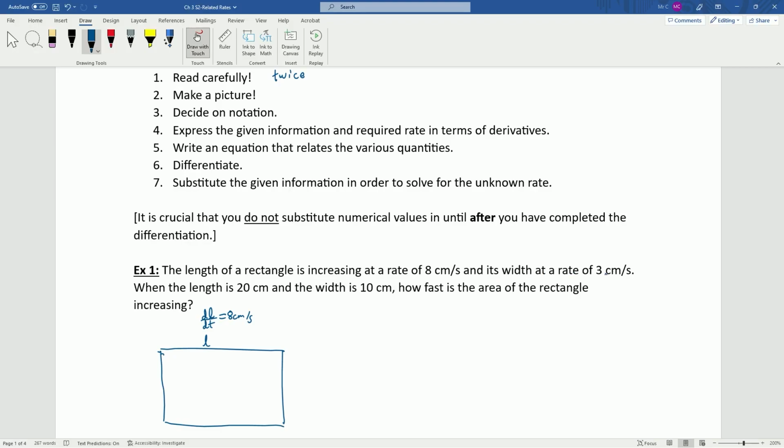Its width is increasing at a rate of 3 centimeters per second. Well, let's call the width W. And then dW/dt would be 3 centimeters per second. So the length at the particular time is 20 centimeters, and the width is 10 centimeters. So we'd say that this is 20 centimeters at the instant in time that we're concerned with, and the width is 10 centimeters. How fast is the area of the rectangle increasing? So in other words, what do I want? I want the derivative of the area with respect to time.